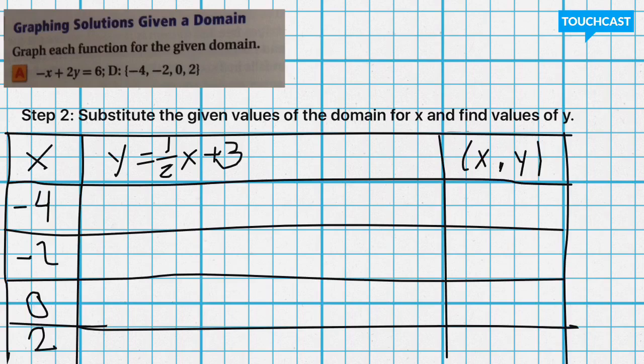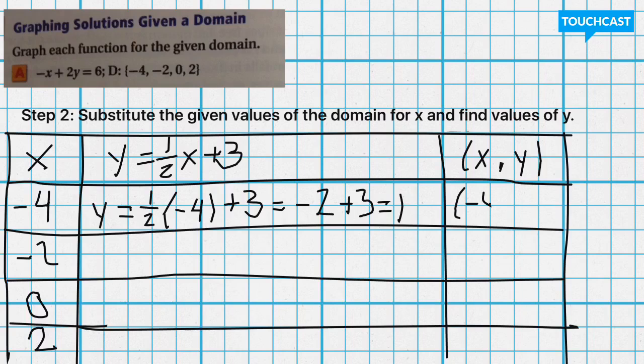So let's try that with negative 4. Y is equal to 1/2 times, use the parentheses for multiplication in these types of problems, negative 4 plus 3. Well, 1/2 of negative 4 is negative 2, and negative 2 plus 3 is equal to 1. So our first ordered pair is negative 4, 1.